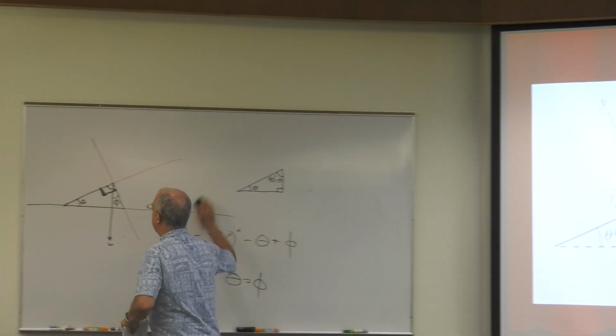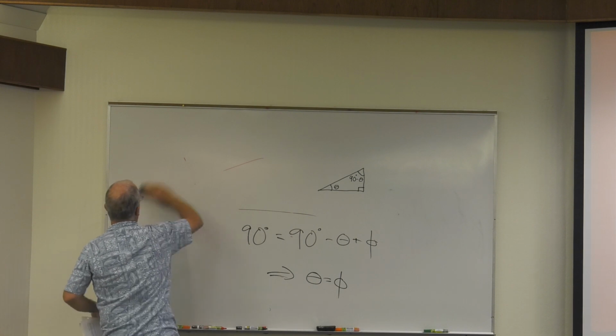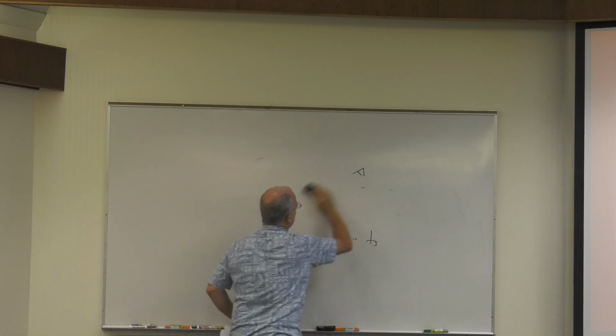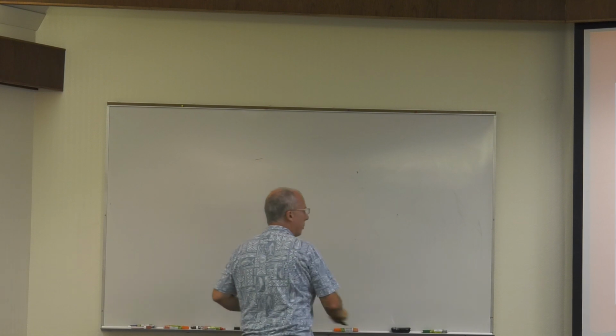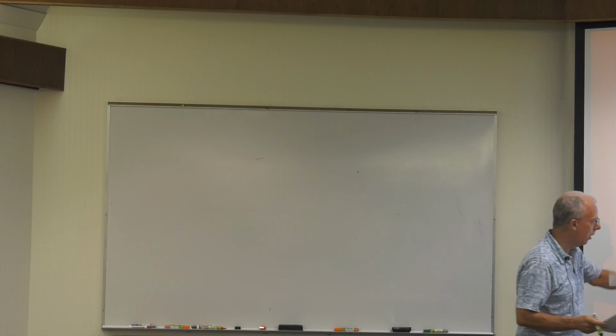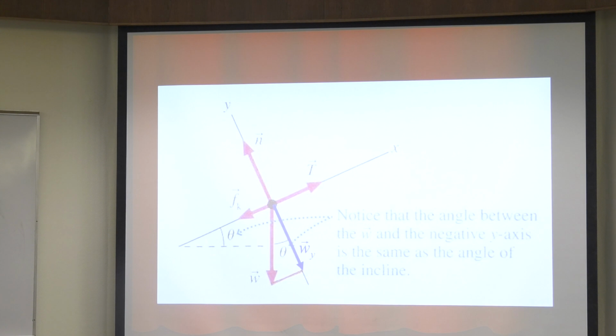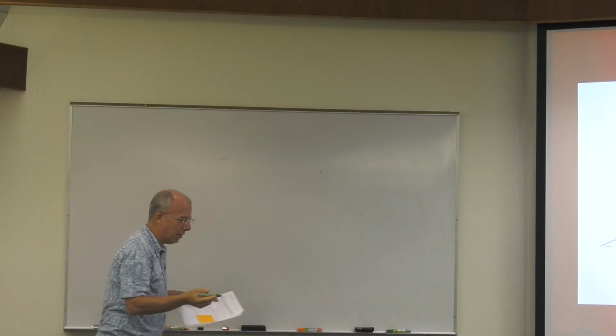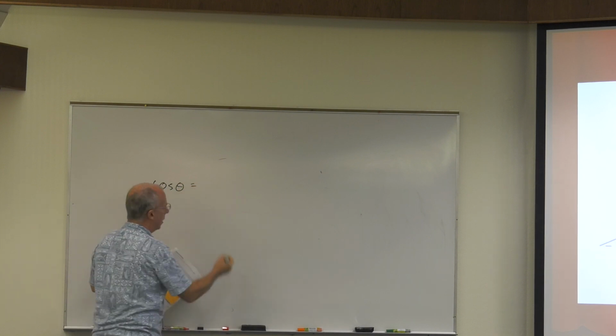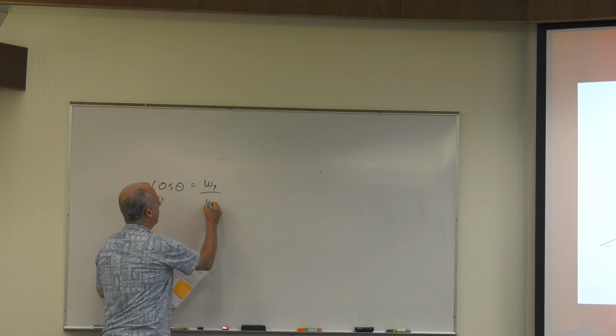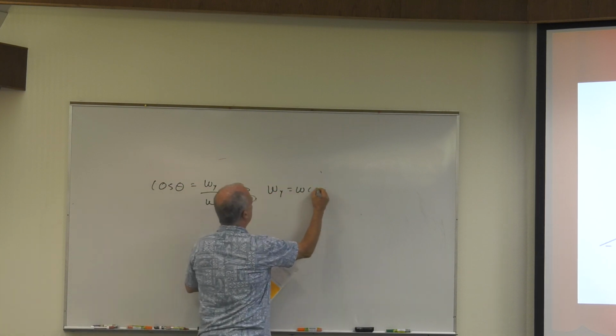Okay, let's do an example. All right, so what we want to do now is, all I want is magnitudes. So I don't care about the direction, just magnitudes. So this is the y component of this w vector. So let's just do it again. This is the adjacent of this angle. So like we said earlier, what's the trig function that deals with adjacent? It's cosine. So cosine theta equals adjacent, which is wy, over the hypotenuse, which is w. Therefore, wy equals w cos theta.